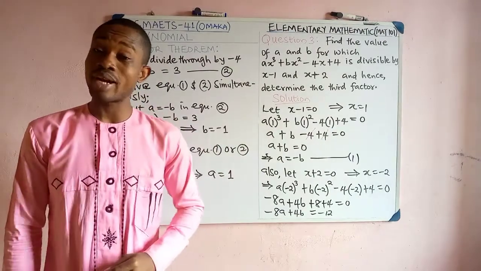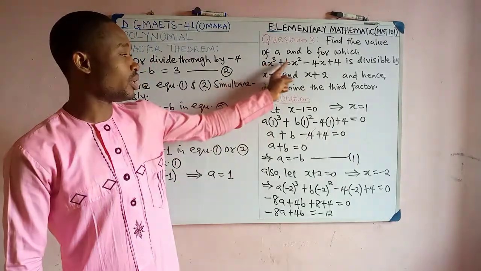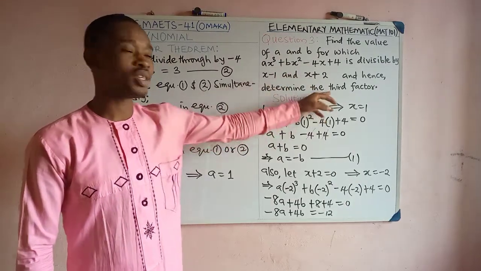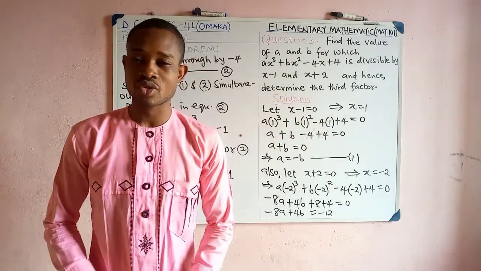Let's go for a short break. When we come back, we'll fix in the value of a and b into this polynomial. Then we'll use these two polynomials to determine the third factors.